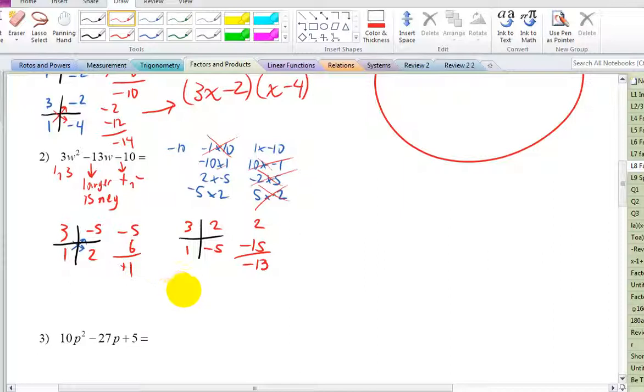So then we can go. Here are our 2 factors. What are they? So 3x plus 2 times x minus 5.